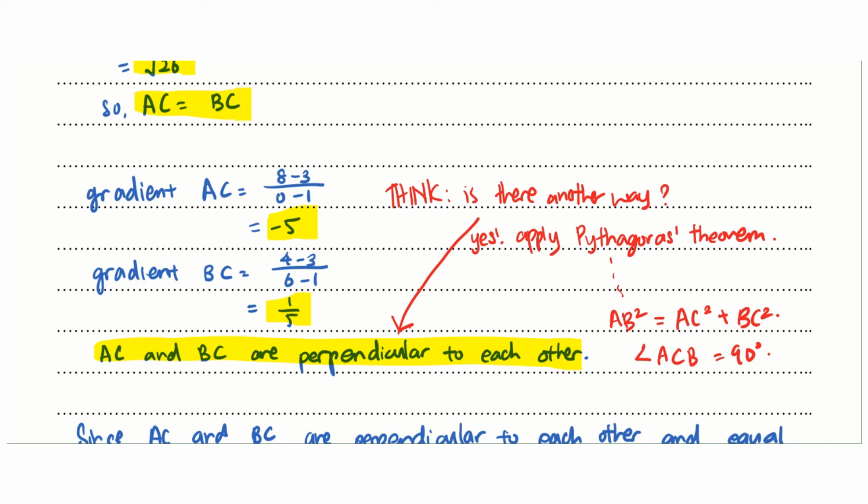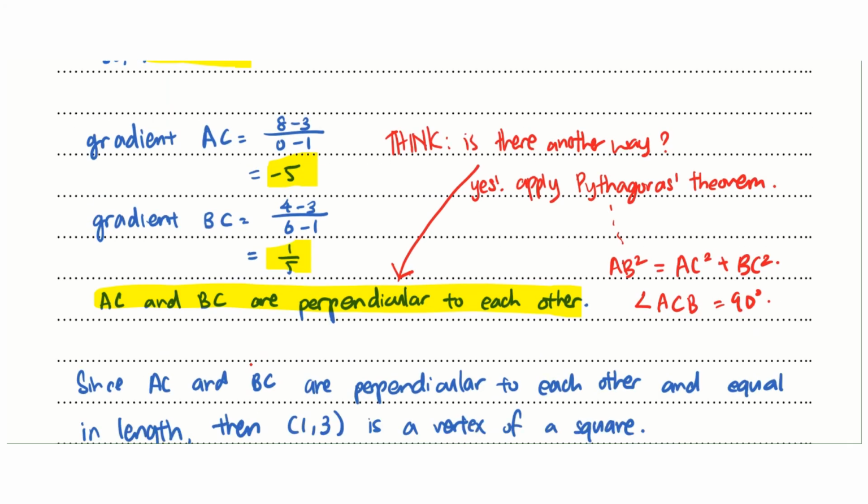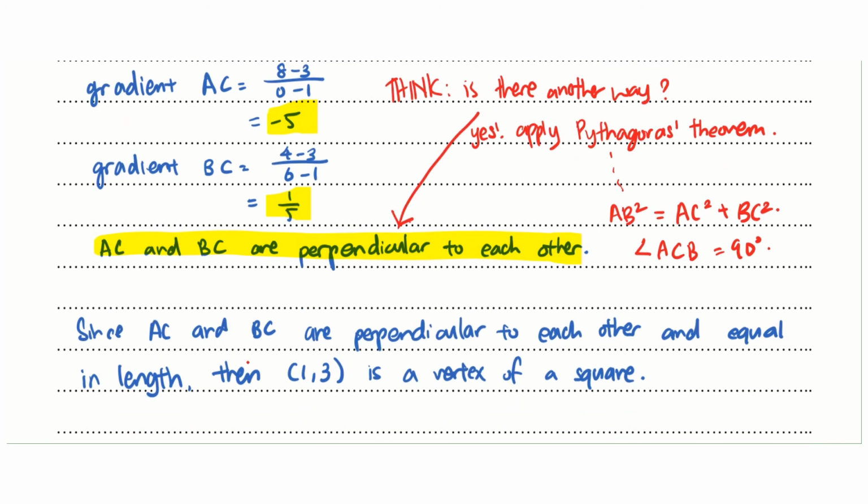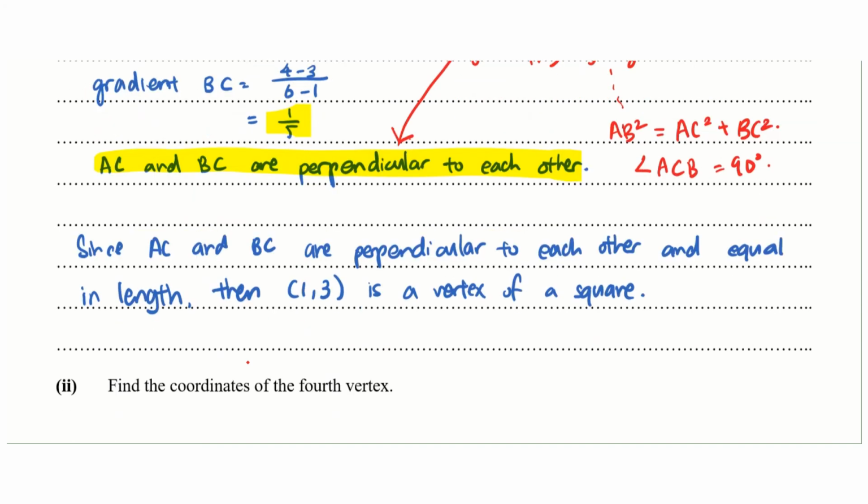Going back to the main point, we have already proven that AC equals BC, and also that AC and BC are perpendicular to each other. Since these qualities hold, we will be able to form a square out of these 3 points. So (1, 3) is definitely a vertex of a possible square. That is how we show and answer this question.